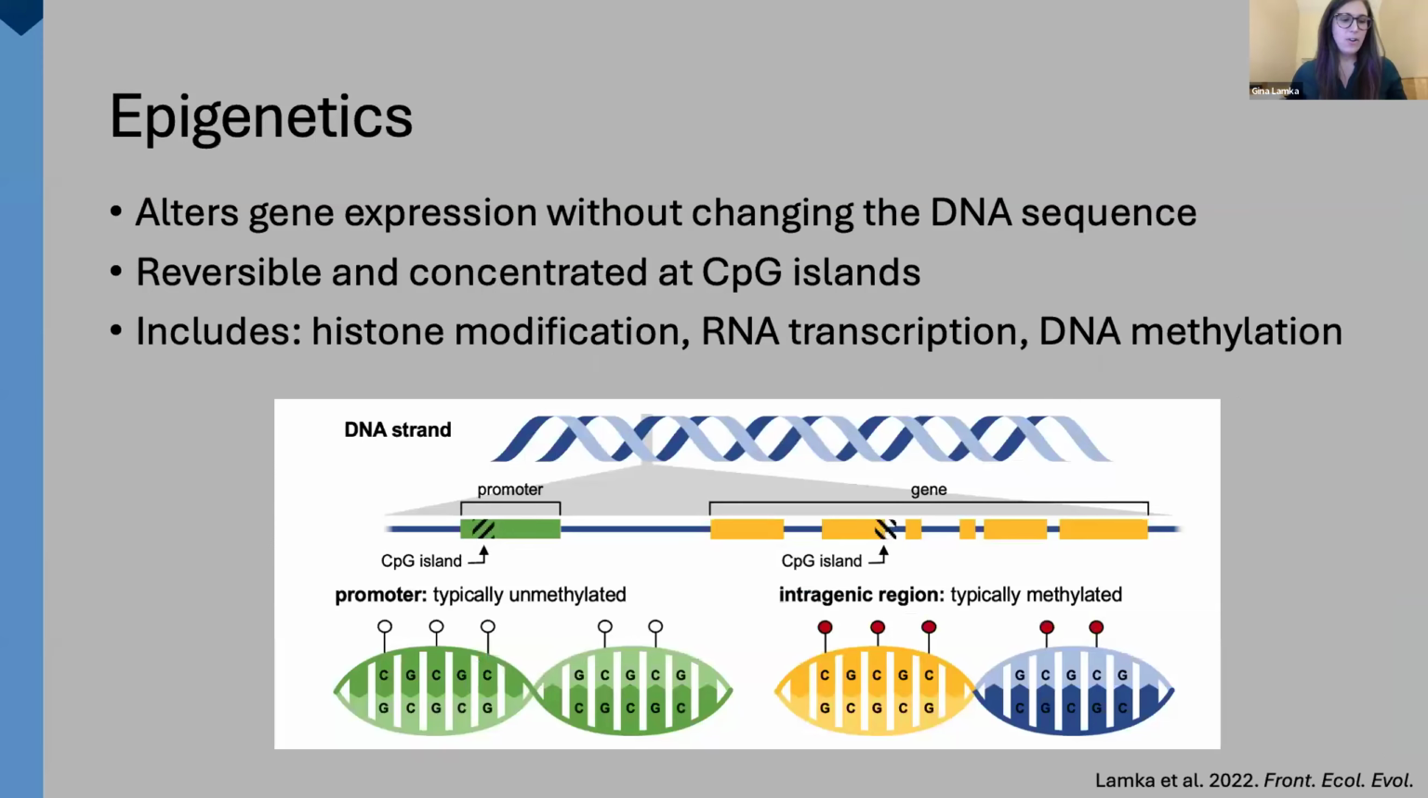Okay, within our DNA strand are promoters and gene bodies, and within those are CpG islands, which are long stretches of the DNA that contain high concentrations of C's and G's. When methyl groups are attached to the cytosines, we call that DNA methylation. Within our promoter regions, the cytosines are typically unmethylated, and in gene bodies, these are typically methylated. In that way, epigenetics alters the gene expression without altering that underlying DNA sequence.